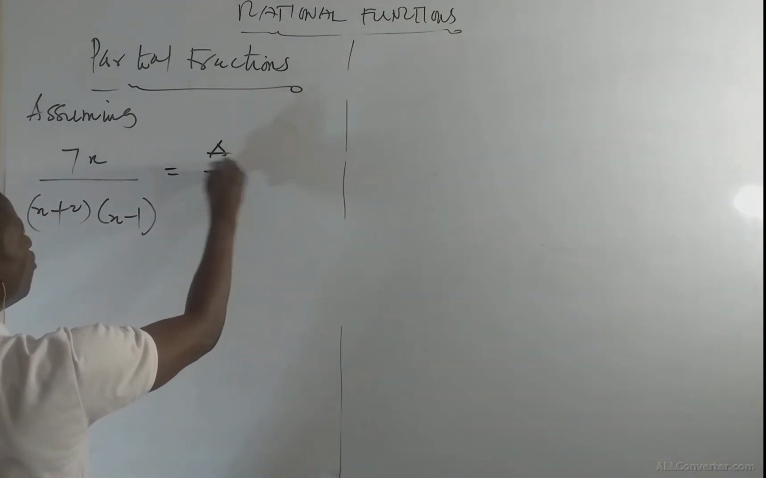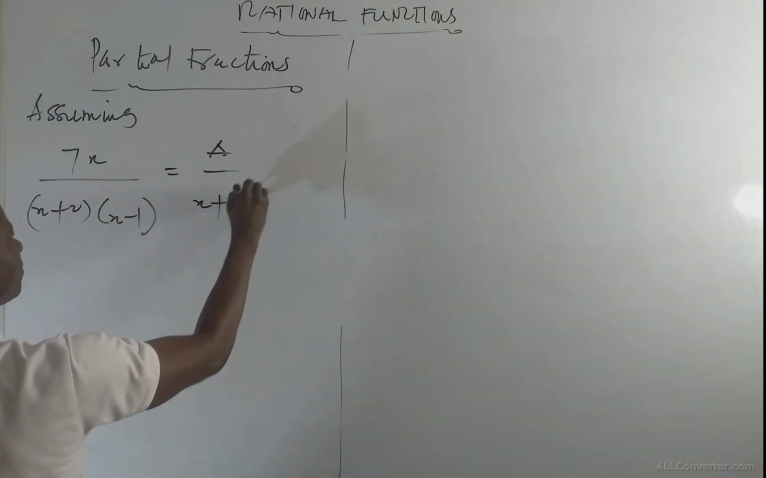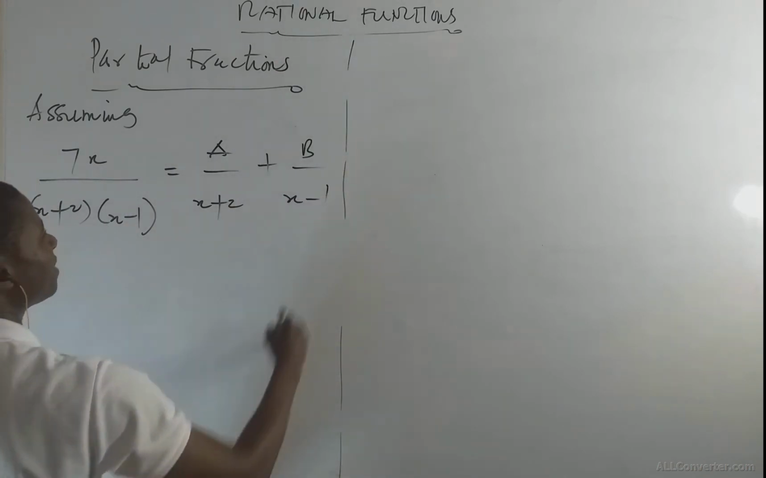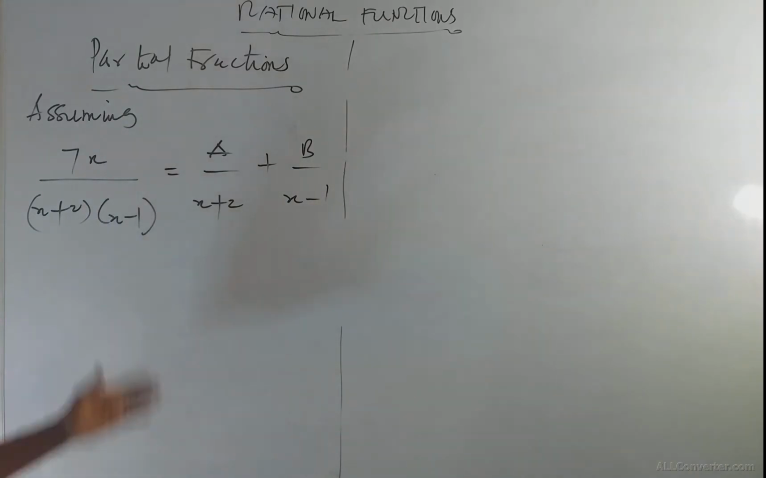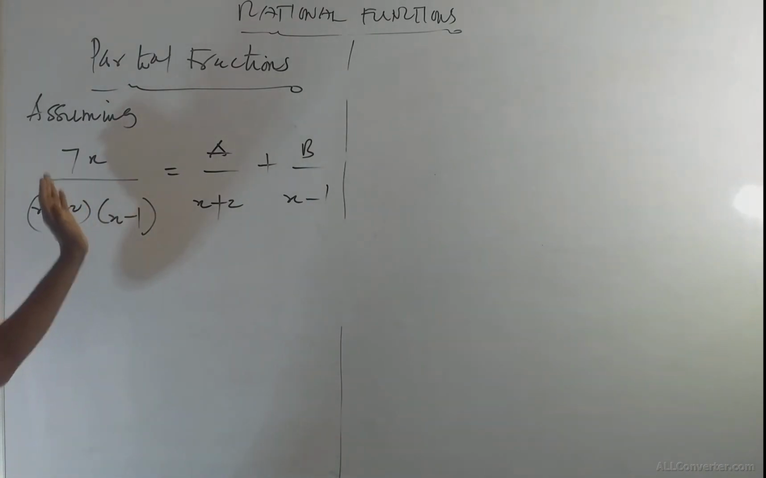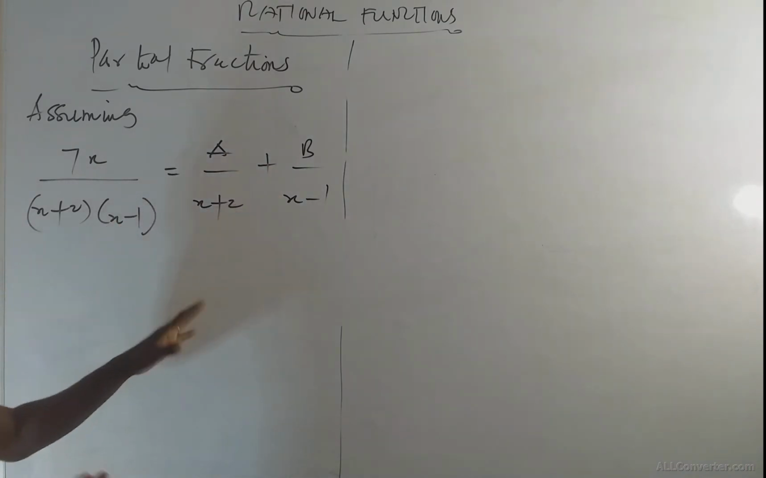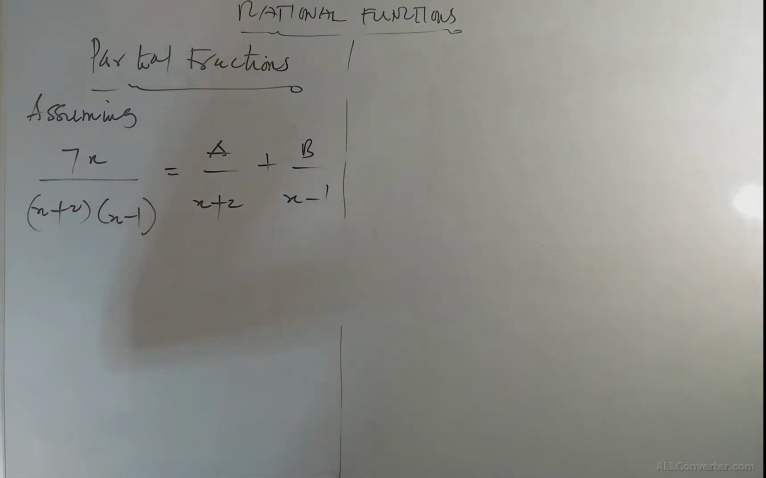It will be A over the first factor, x plus 2, then B over the second factor, x minus 1. So take note of that. Then we will simplify. But I just want you to understand how to get the partial fractions. Then we will solve for A, then we will solve for B. That one I will teach you later, but for now, I need you to understand this.